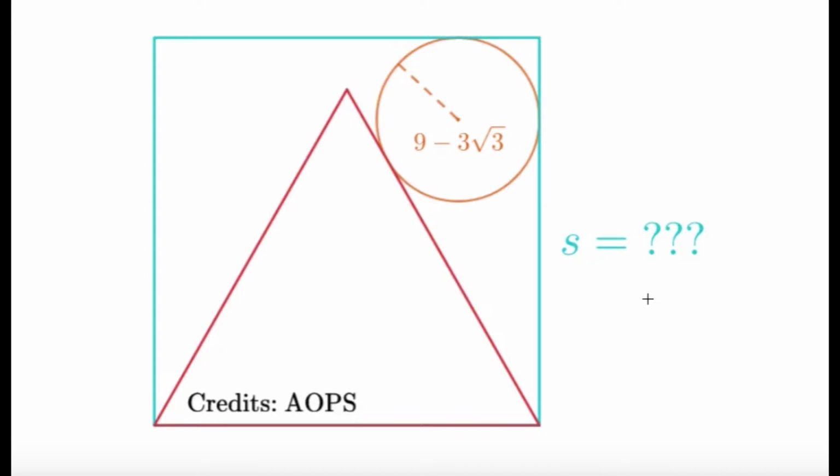A rather interesting item from the 2015 MATHCOUNTS National Sprint Round. So we have a square and an equilateral triangle inside the square sharing a common side with the square. A circle is inscribed as shown in the figure. Given that the radius of the circle is 9 minus 3 square root of 3, what is the side length of the square?